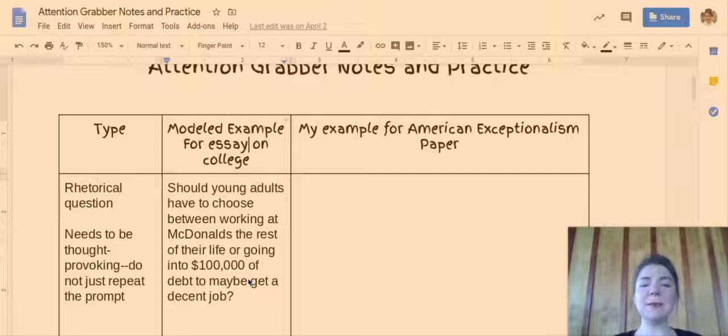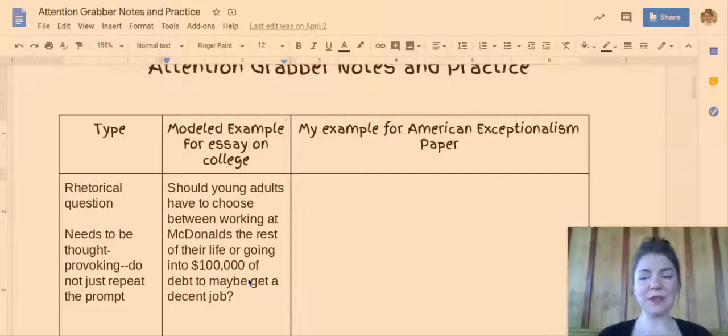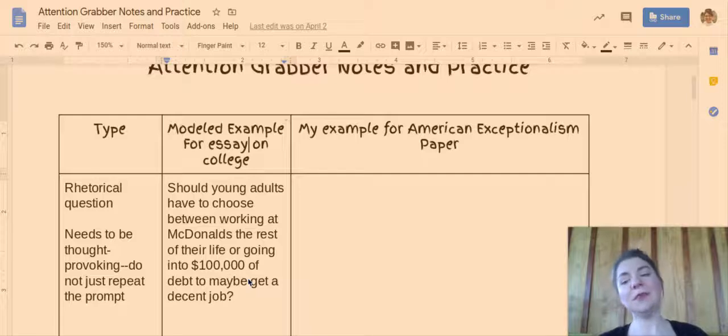Okay, one type of attention grabber is using a rhetorical question. You probably remember this from when we were studying rhetoric as well. A rhetorical question is when we ask the audience a question and we don't expect an answer in return. We're using that question to manipulate them a little bit and to get them thinking in the direction that we want them to be thinking. In this case, our rhetorical question needs to be particularly thought provoking. It needs to be like, I never thought of that before. That's interesting. I want to read more.